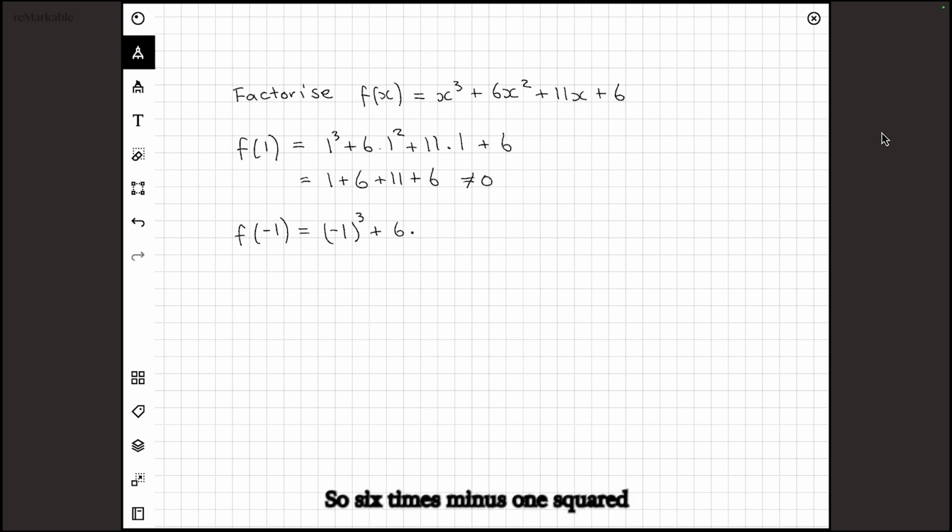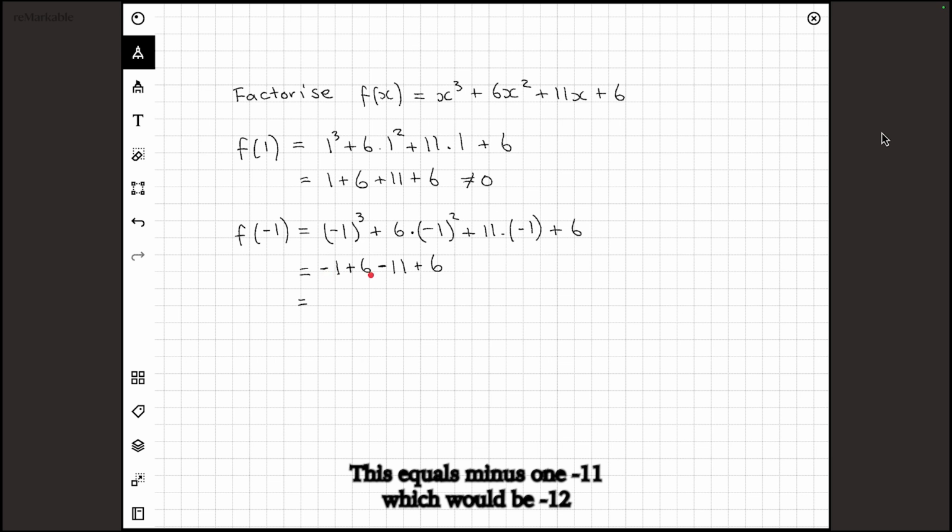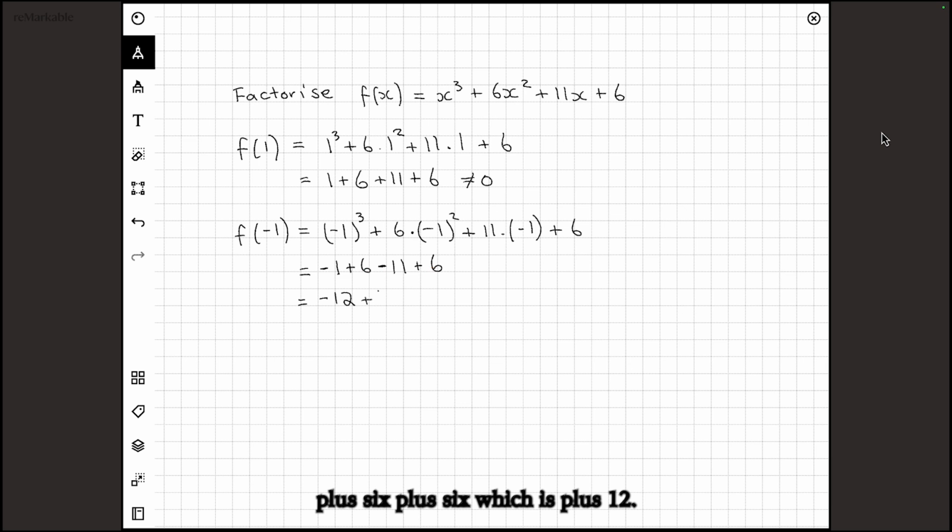So 6 times (-1) squared plus 11 times (-1) plus 6. (-1) cubed is minus 1. Okay, minus 1 times minus 1 times minus 1, again, minus 1. (-1) squared here will give us 1, multiplied by 6 will give us 6. Minus 1 times 11 will give us minus 11. And then we want to plus 6. This equals minus 1 minus 11, which would be minus 12, plus 6, which is minus 6... and that then does equal 0.